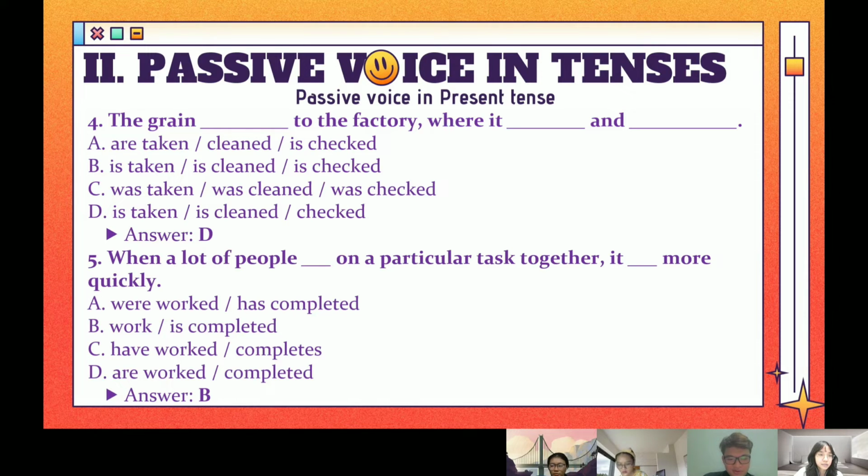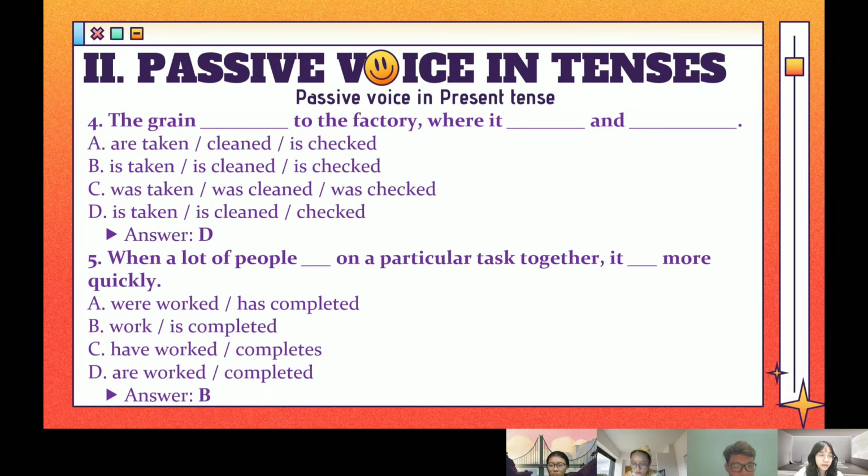Next, in the present continuous, we have an example, and the active verb here is making, which becomes is being made when we apply the structure is plus being plus the past participle, made. Finally, in the present perfect tense, we apply the structure as we did in the previous example, has plus been plus the past participle. And we will have the passive verb has been washed.